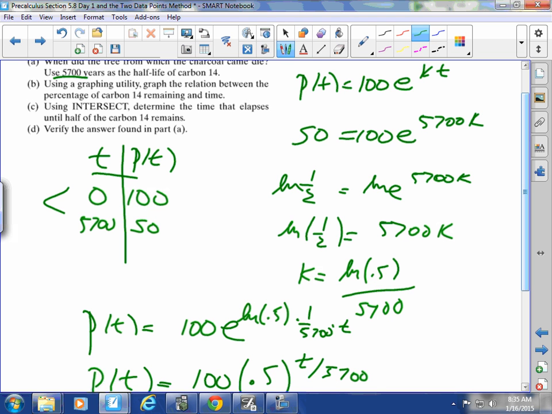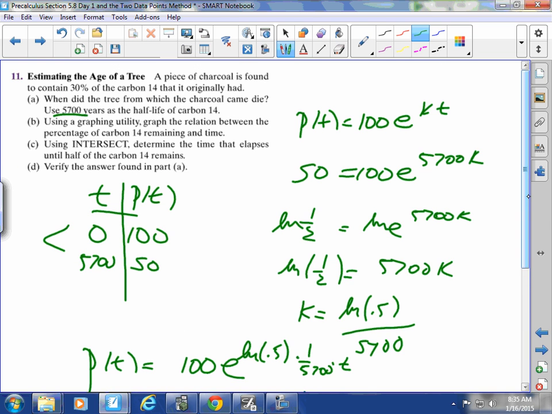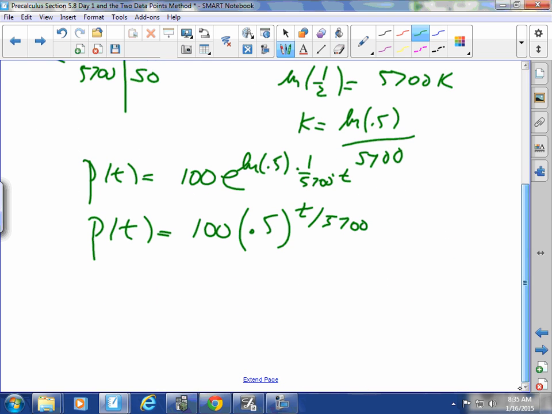Using the graphing utility, graph the relation between the percentage of carbon-14 and time. They're just saying, draw this graph. Use the intersect, determine the time that elapses until half of the carbon-14 remains, and verify your answer. Did we answer part A or not? Okay, so now we're down to 30%, correct?